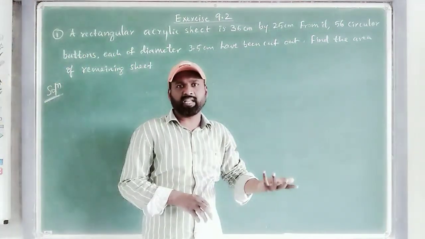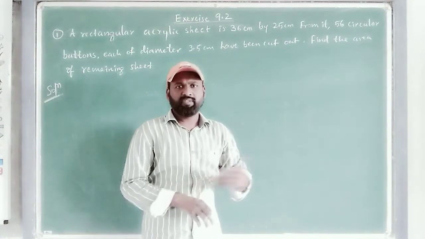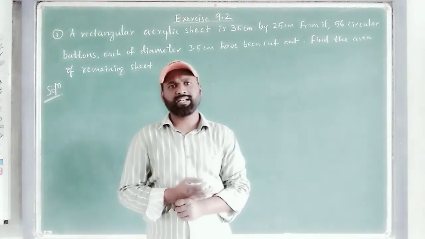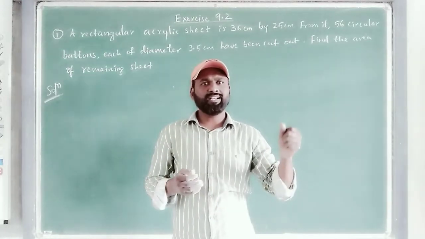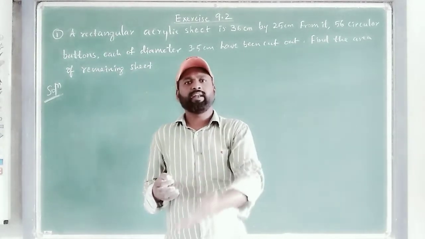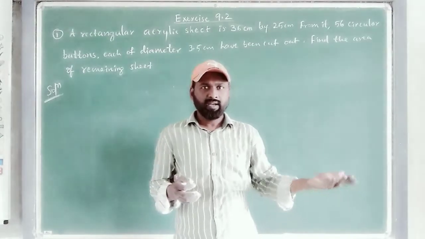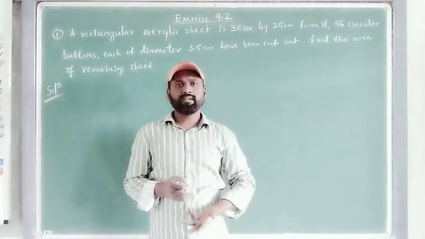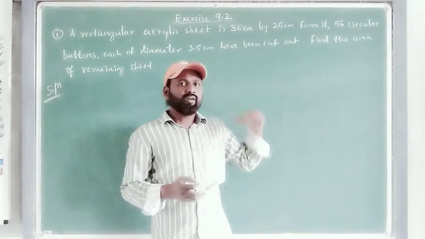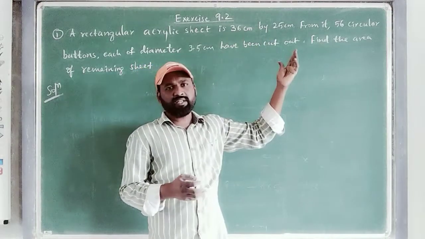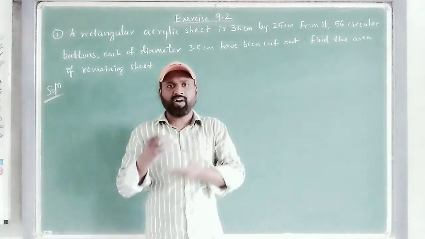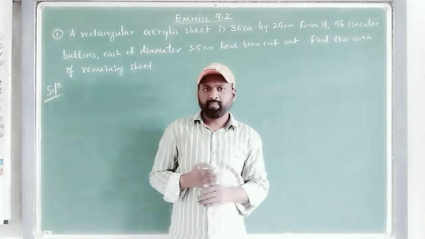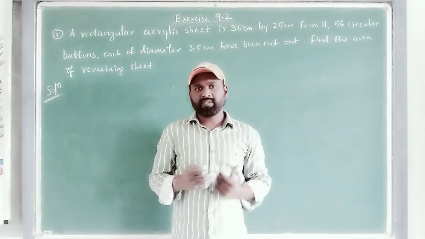Here radius is not given, diameter is given. If the diameter is given, we can find the radius. We know the relation between the radius and the diameter. Diameter is twice the radius. Radius is half of the diameter. Here diameter is given. If you make this as half, it will become radius. That's all. So by looking at these dimensions, utilizing in the formulas, you can find the area of the remaining sheet. Simply first write what are the dimensions given here.